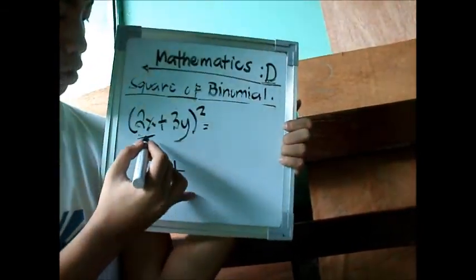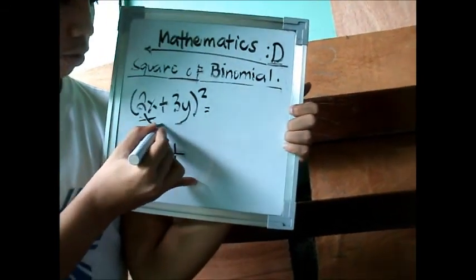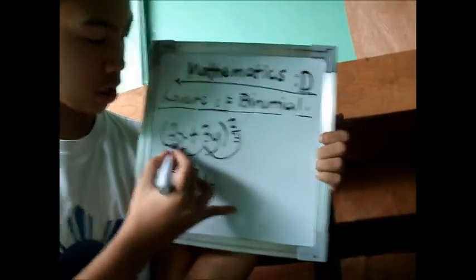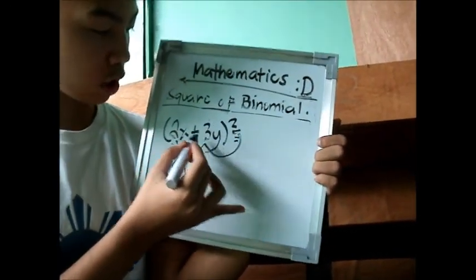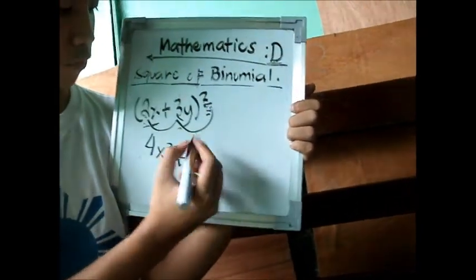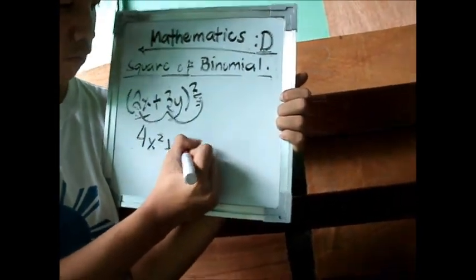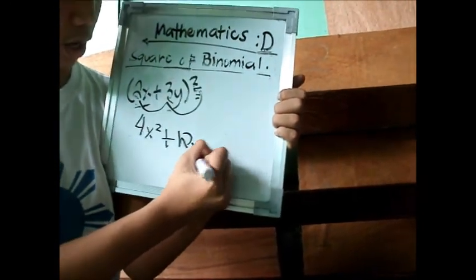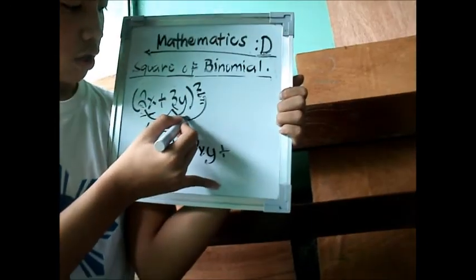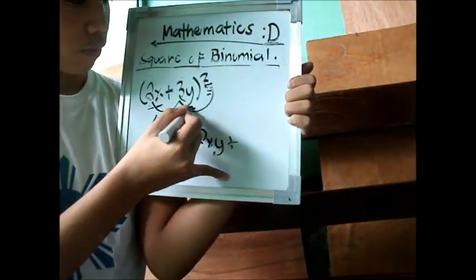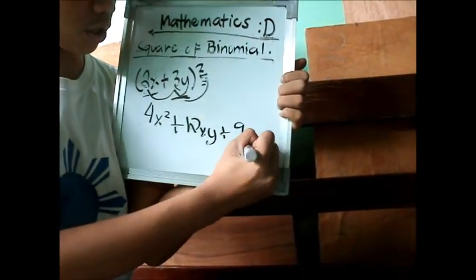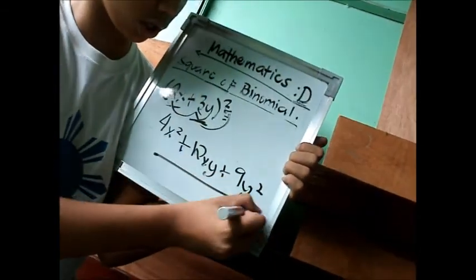Then the second thing you will do is multiply the first term to the last term and multiply it by the exponent. So the answer will be 2 times 3 is 6. Then we times it by 2, it's 12. So the answer will be 12xy. Then the last thing you will do is square the last term. So the answer will be 9y squared. So that's the answer to this equation.